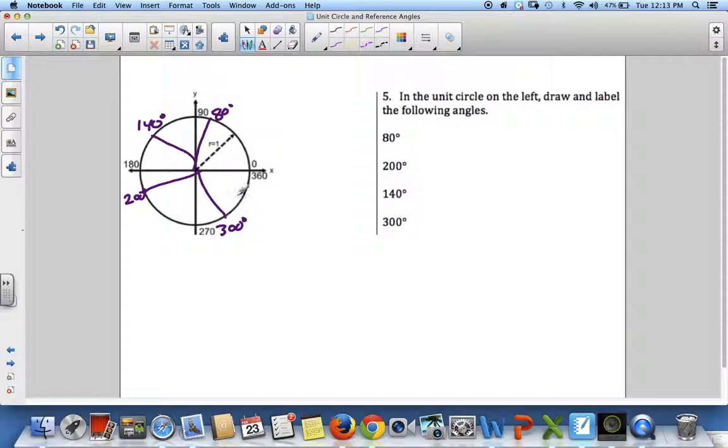Now there are things we call coterminal angles, as I just talked about, meaning every time you go around 360 degrees, you're going to be at the same spot. So if I added 360 to 140, that would be the same thing as 500. So when I have 500 degrees, it's going to be in the exact same location as 140. And so on and so forth. If I added 360 to this, it would be 560 degrees, which would be the same as 200.